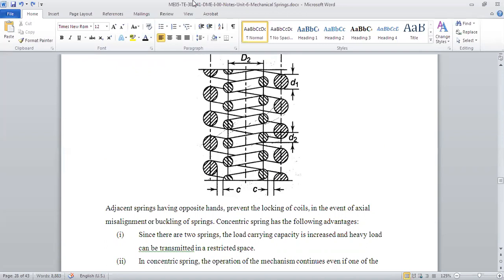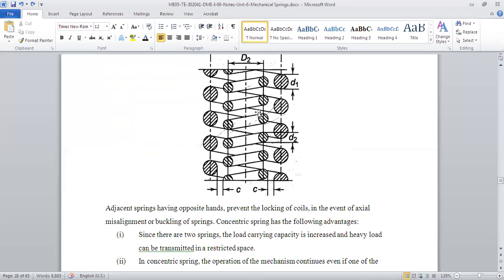Now, I will repeat this last part again. If we use concentric springs but the lengths are the same, then when we start applying the load, the stiffness is uniform. So K is equal to K1 plus K2, right? But sometimes we need applications where we want two types of stiffness: some uniform deflection for the initial load, and then after a certain load we want a different deflection. That time we'll use different lengths.